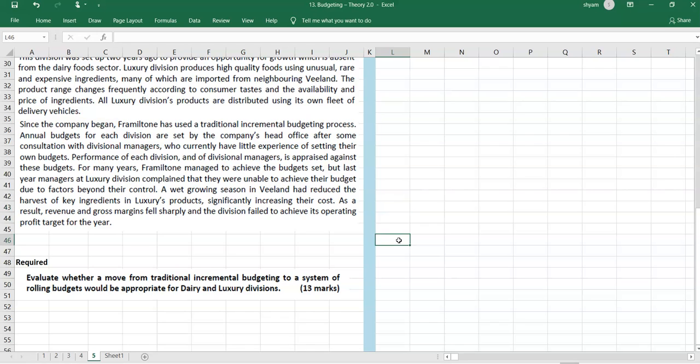So for these two divisions, dairy division and luxury division, we have to tell which one is the most appropriate budget.